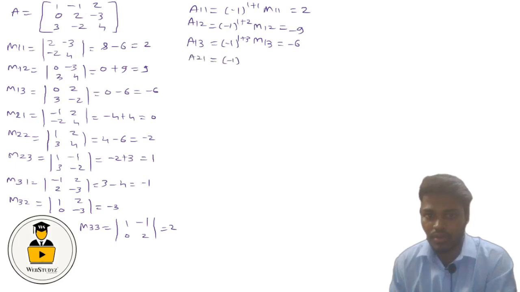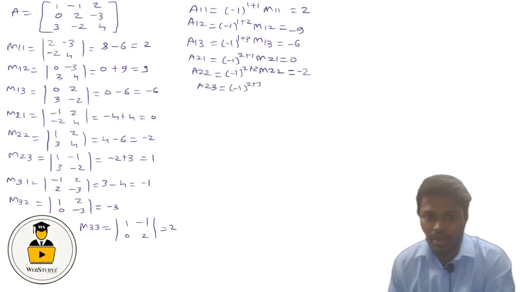A21 will be minus 1 raised to 2 plus 1, M21. M21 is 0. So this will be 0. A22 is minus 1 raised to 2 plus 2, M22. M22 is minus 2. So 1 into minus 2 will be minus 2. A23 will be minus 1 raised to 2 plus 3, into M23. M23 is 1. So minus 1 into 1 will be minus 1.